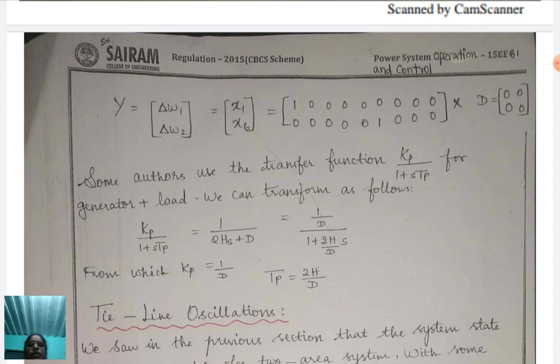Some authors use the transfer function Kp divided by 1 plus s into Tp for the generator plus load model. So we can transform as follows: Kp divided by 1 plus s into Tp is equal to 1 divided by 2Hs plus D, equal to 1 by D divided by 1 plus 2H by D into s only. From which Kp is equal to 1 by D, and Tp is equal to 2H divided by D. Kp is the gain of the power system, and Tp is the time constant of the power system, that is 2H divided by D only.